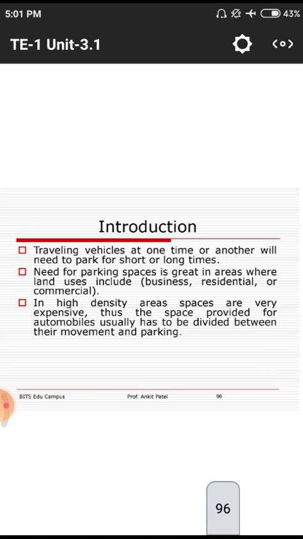Next one, it is the introduction. Traveling vehicles at one time or another will need to park for a short or long time. That means these short or long times mainly belong to colleges, industries and hospitals. If a person is going to college, the person has to stay for a minimum of 8 hours. If the student goes to the college by transportation like buses or bikes, the student has to stay for a particular span of time, minimum 8 or 7 hours, as prescribed by the college management.